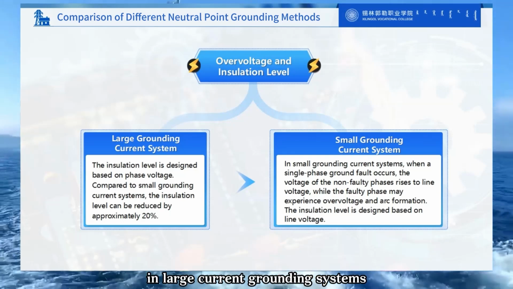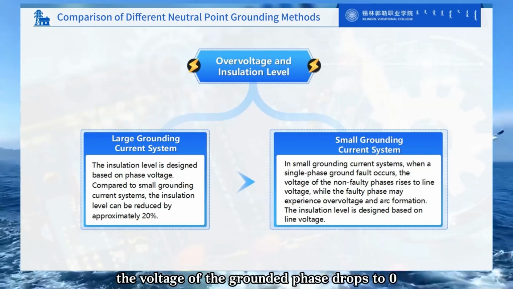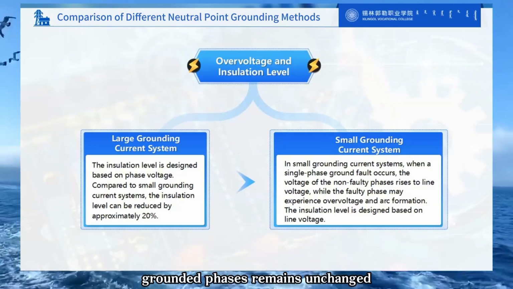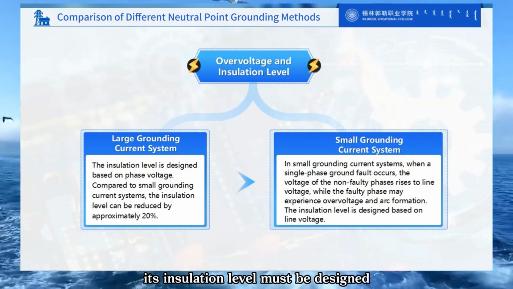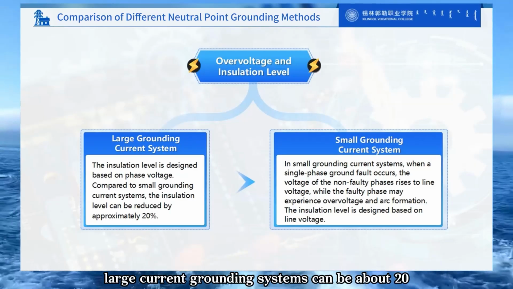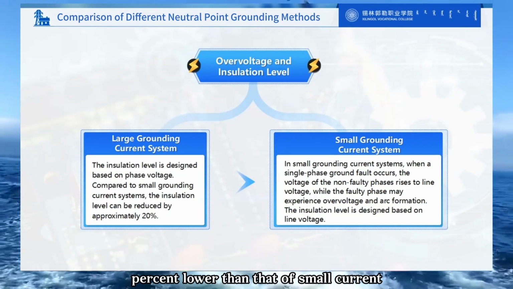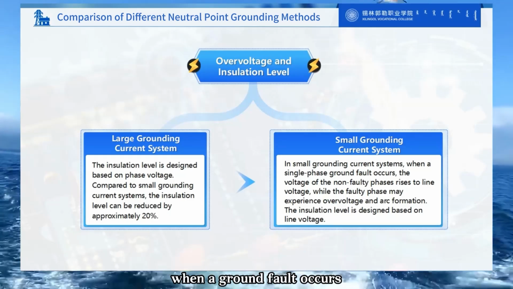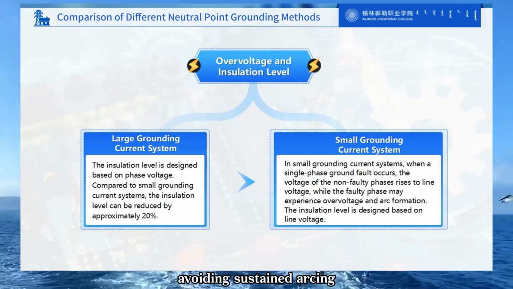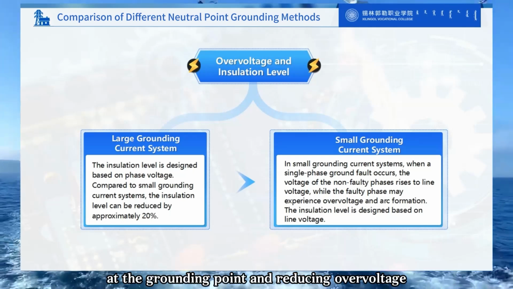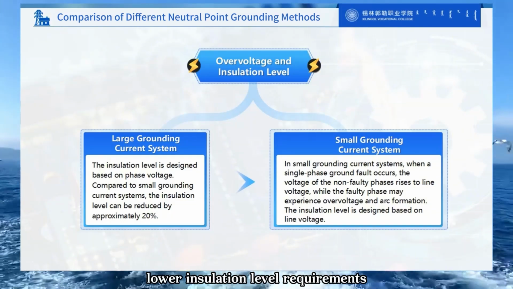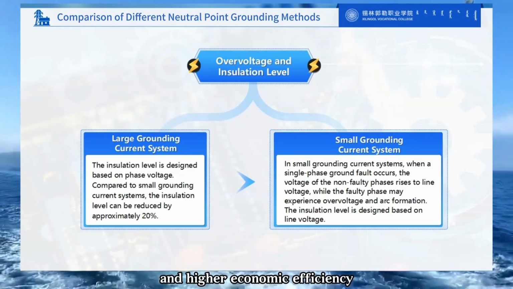In large current grounding systems, when a ground fault occurs, the voltage of the grounded phase drops to 0, while the voltage of the non-grounded phases remains unchanged, still at the phase voltage. Its insulation level must be designed considering the phase voltage. The insulation level of large current grounding systems can be about 20% lower than that of small current grounding systems. When a ground fault occurs, the protection device trips to remove the faulty line, avoiding sustained arcing at the grounding point and reducing overvoltage. Therefore, large current grounding systems have lower overvoltage, lower insulation level requirements, and higher economic efficiency.